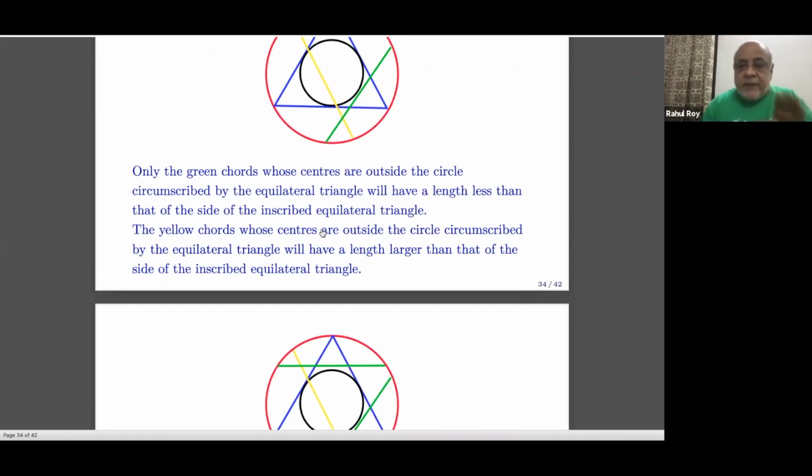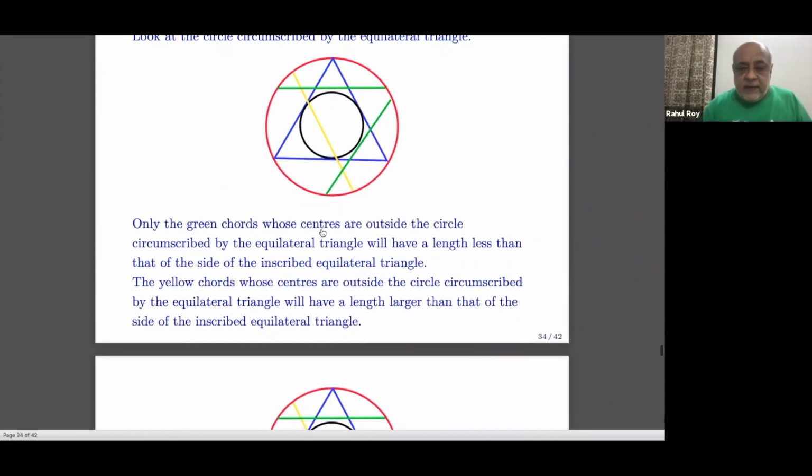The answer is very simple, but you'll have to just draw the picture on a piece of paper and convince yourself that if a chord does not touch the black circle, it will have a length smaller than that of the equilateral triangle. In particular, you can just see by taking any chord parallel to the equilateral triangle's side: if it's parallel, and if it doesn't touch the black circle, then it will have a length smaller than the side of the equilateral triangle.